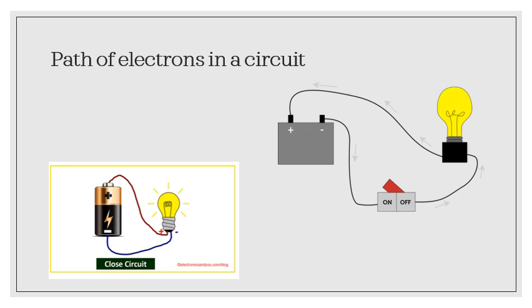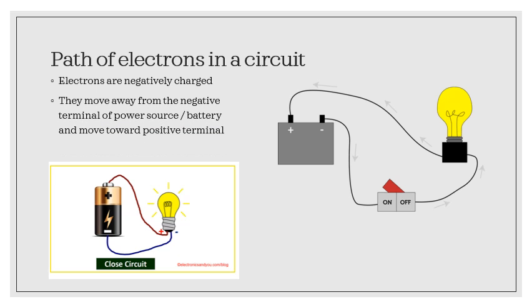Okay, so we're going to talk about the path of electrons in a circuit. And electrons are negatively charged, stuff you know from your chemistry class. Okay, they move away from the negative terminal because electrons are going to repel each other, and they're going to move toward the positive terminal. And you can see that actually in the little picture over here. It shows the arrows. It moves like that. It's going to go across here and through there.